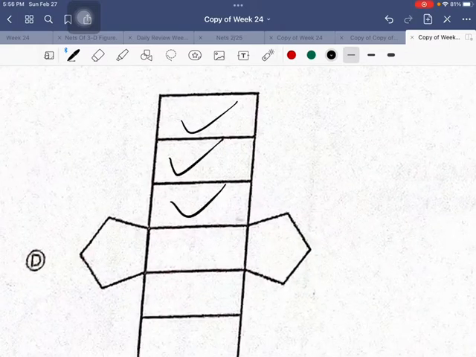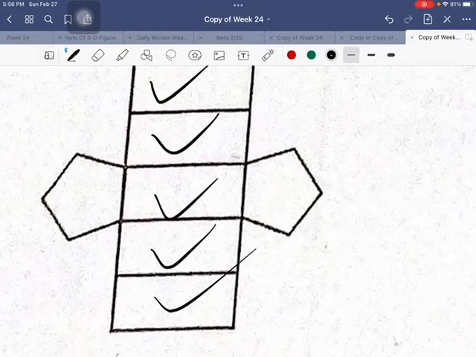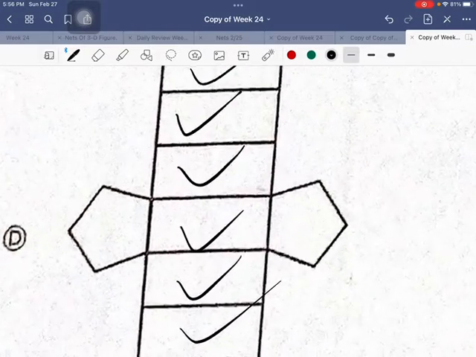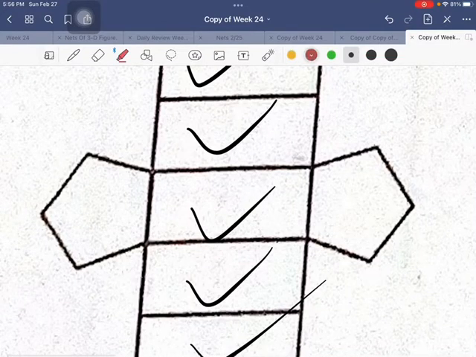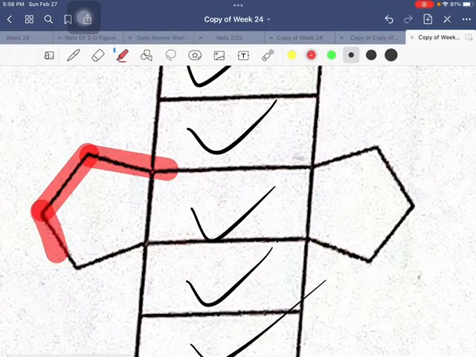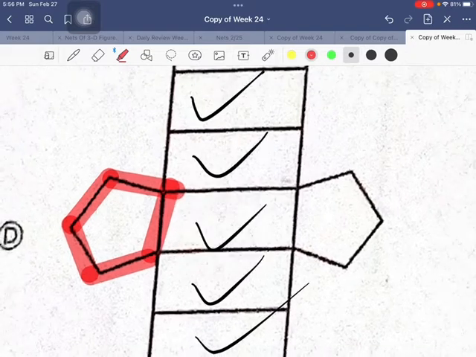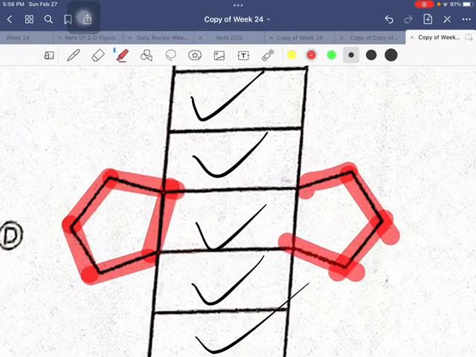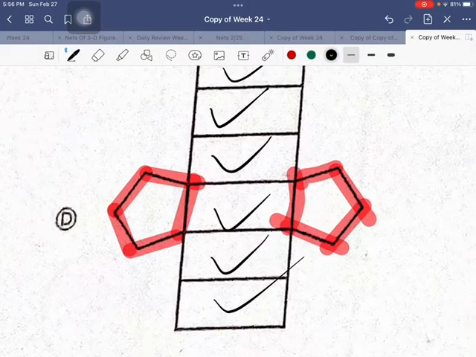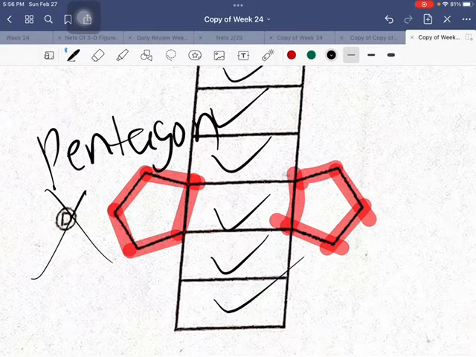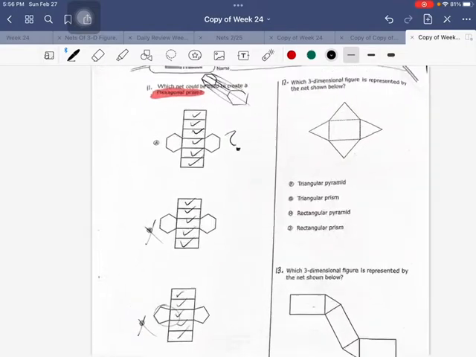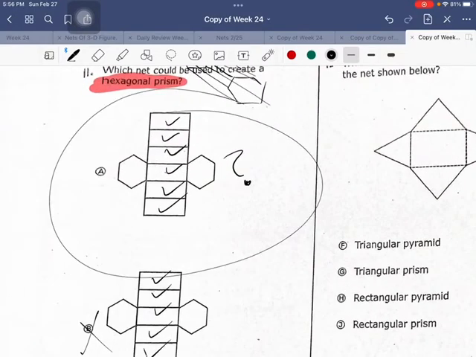1, 2, 3, 4, 5, 6. Oh, there we go. Then what is wrong with it? Because there's 5. 5 sides means this is not a hexagon. This is a what? Pentagon. So that is what's wrong. My correct answer is A.